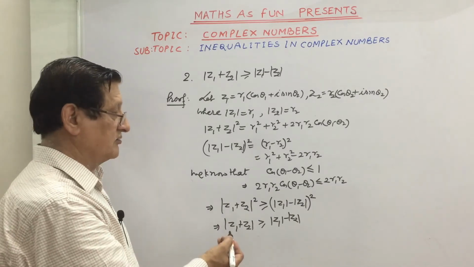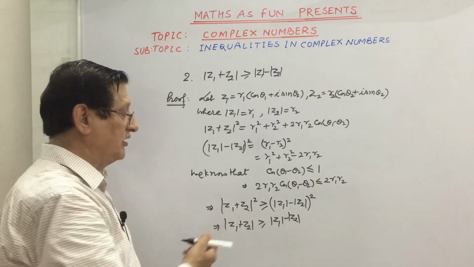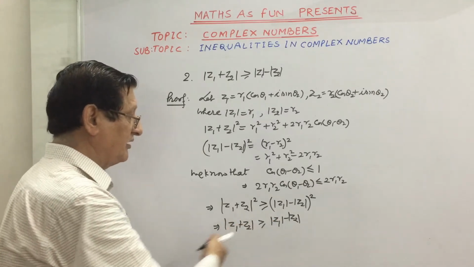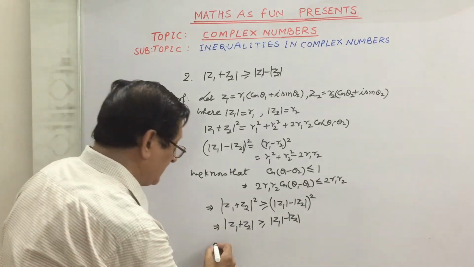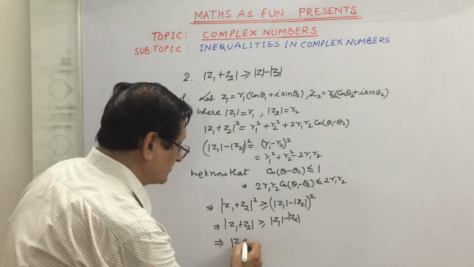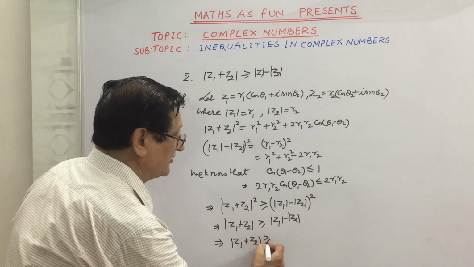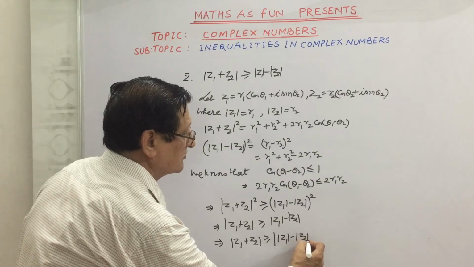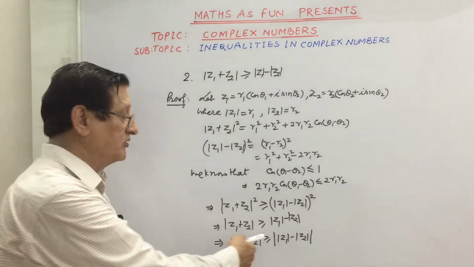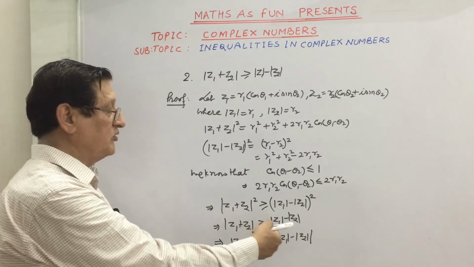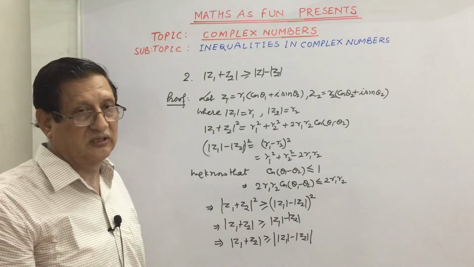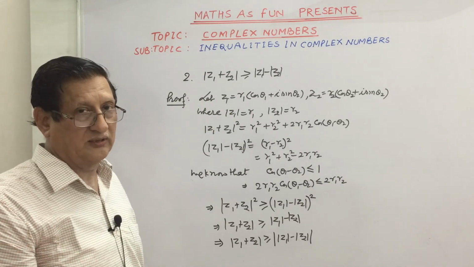But in case modulus of z2 is greater than modulus of z1, then we will get the negative sign here. And to avoid that, we write that modulus of z1 plus z2 is greater than or equal to modulus of z1 minus modulus of z2. Please remember this, because we can make use of z2 minus z1 also in case modulus of z2 is greater than modulus of z1.